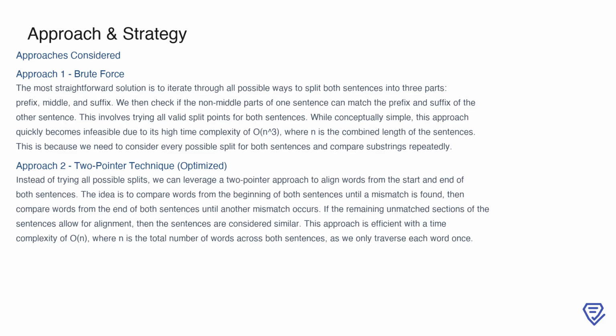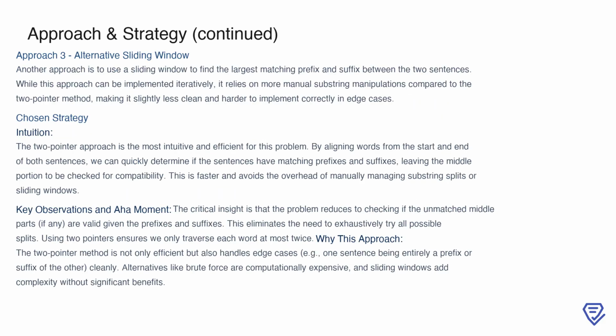The two-pointer approach is both conceptually elegant and highly efficient for this problem. Now, an alternative method worth considering is the sliding window approach. This technique involves finding the largest matching prefix and suffix between the two sentences by manually manipulating substrings. While it can be implemented iteratively, it tends to require more manual handling of substring operations compared to the two-pointer method. This makes it slightly less clean and more error-prone, especially when dealing with edge cases.